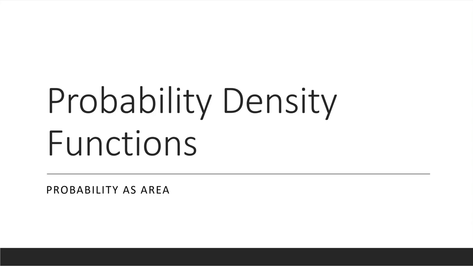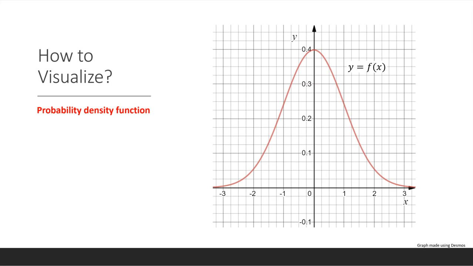Probability density functions, or probability as area. How do we visualize continuous random variables? The idea is to introduce something similar to the probability distribution functions that we used for discrete random variables, and we call these probability density functions. And we visualize these using a graph.